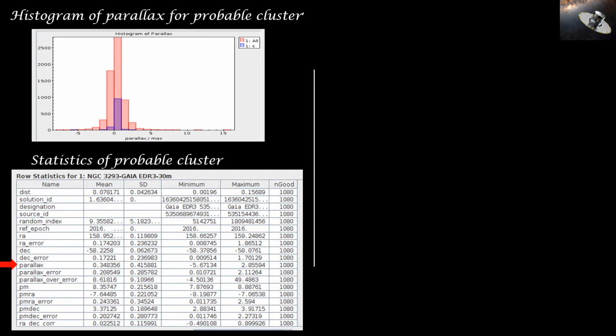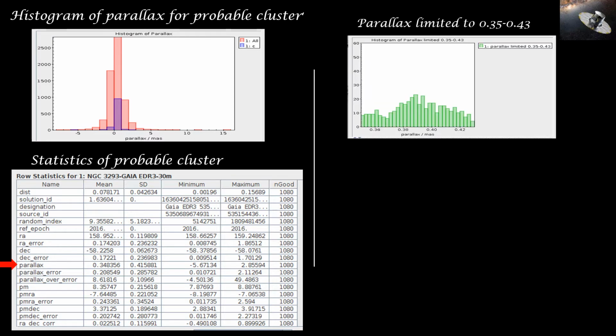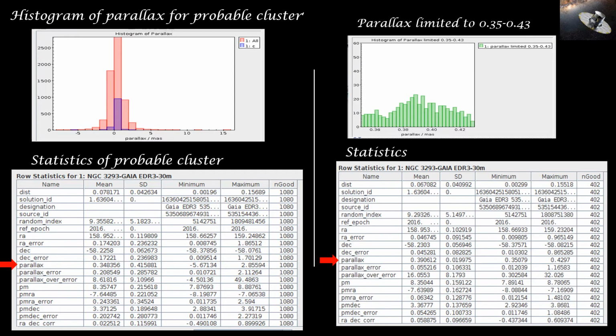I plotted a histogram of parallax. The purple one refers to the probable cluster. As seen from the statistics, the parallax is 0.35 milliarcsecond, but its standard deviation is high, indicating that my probable cluster contains non-cluster members also. So I limited the range of parallax as shown, and now the standard deviation reduced to 5% of the parallax.